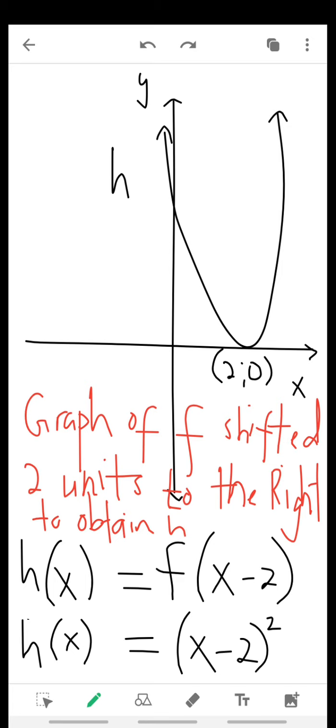Okay, because if I were to equate x minus 2 equals to 0, then solve for x, x will be equals to positive 2. Positive means to the right, 2 means 2 units. Okay, so h of x will be equals to, now on f where there was x, we've put x minus 2, and therefore h of x will be equals to x minus 2 all squared.